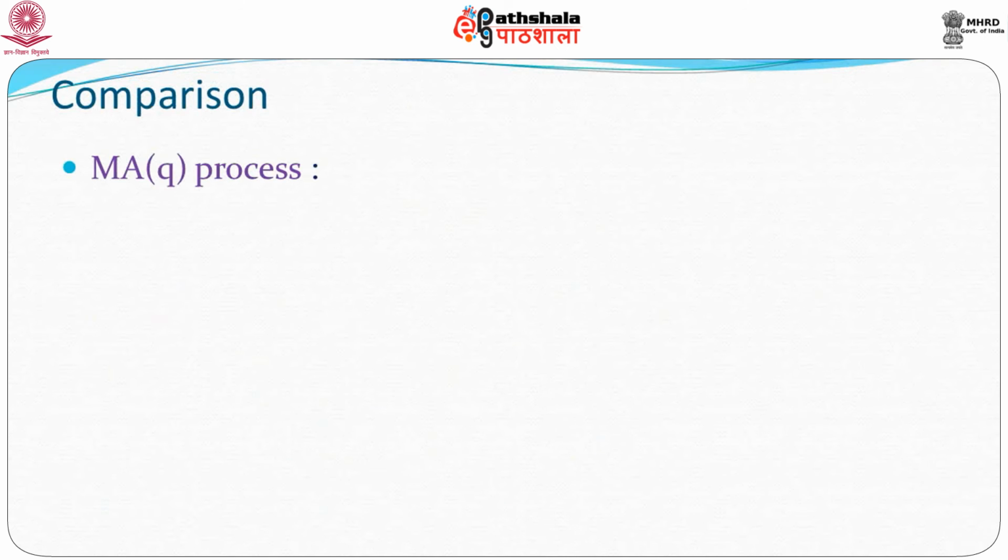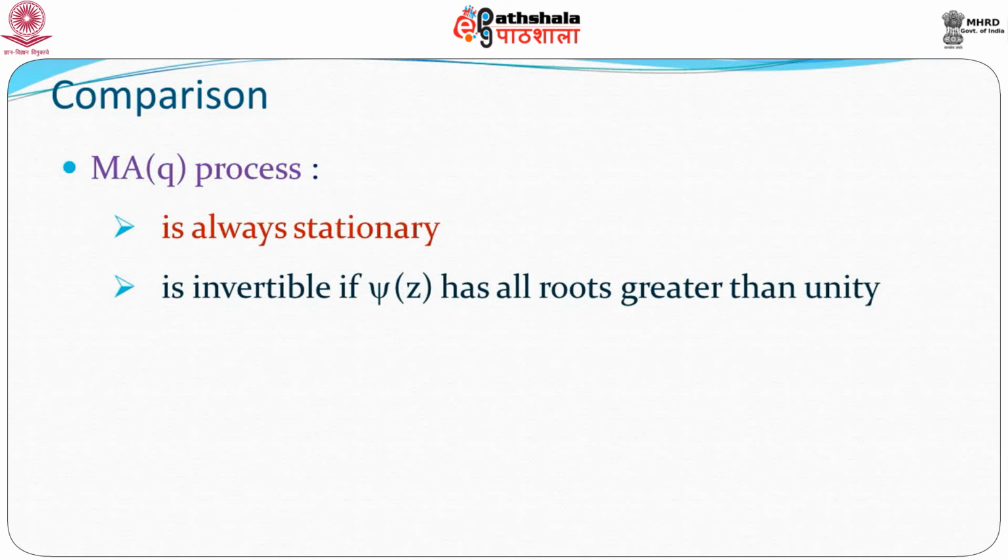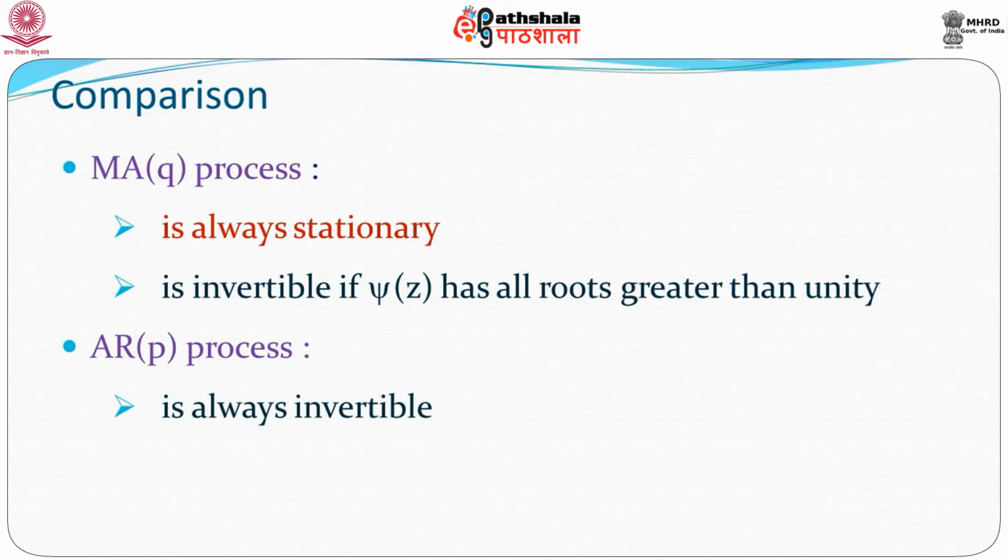Let us have a quick comparison between the MA(q) and the AR(p) process. An MA(q) process, as we have seen, is always stationary, but it is not always invertible. It is invertible if psi(z) has all roots greater than unity. Whereas an AR(p) process is always invertible. We do not have a problem if we invert the process.